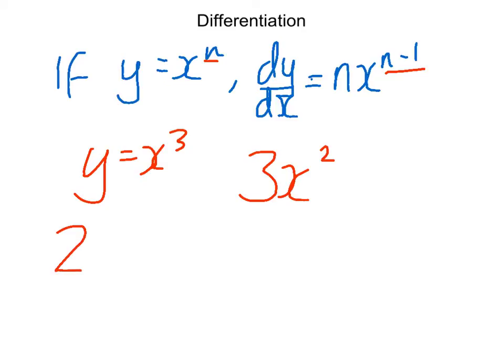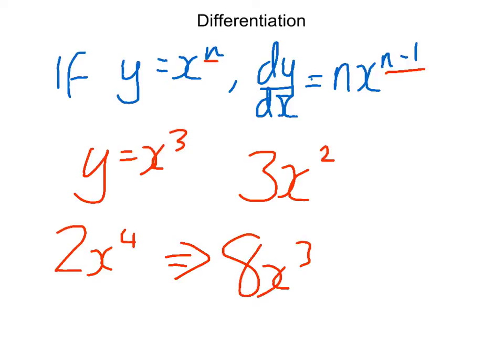If you had 2x to the 4, you would then go, right, so the 4 is going to go in front, so 4 times 2 will give me 8, and then the power goes down by 1, x to the 3.